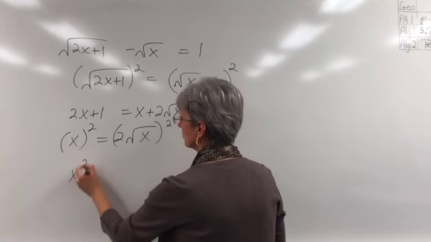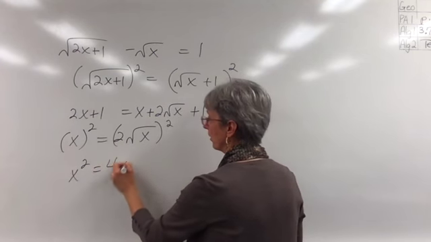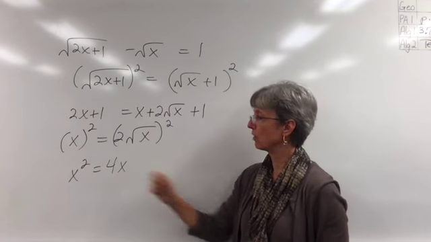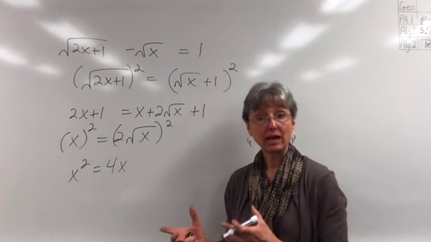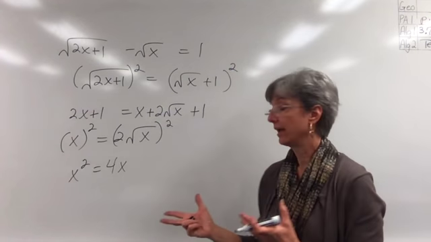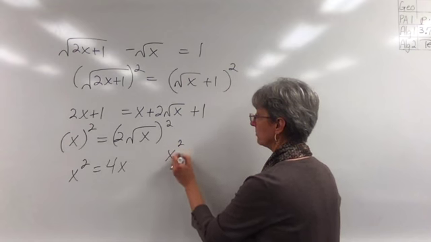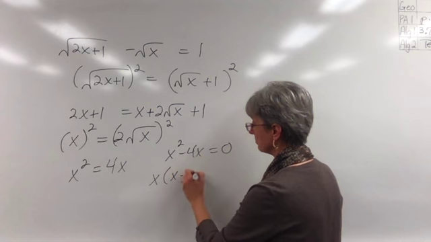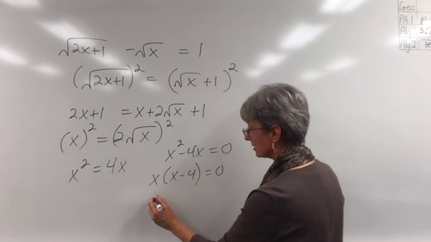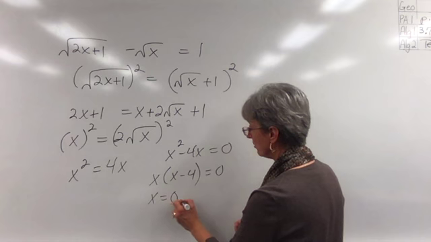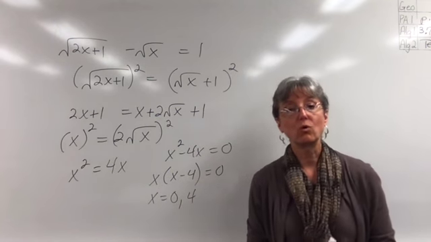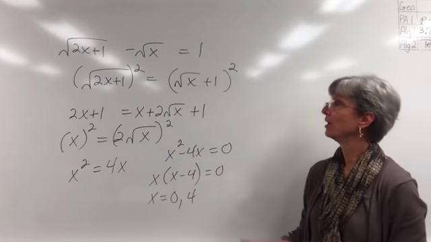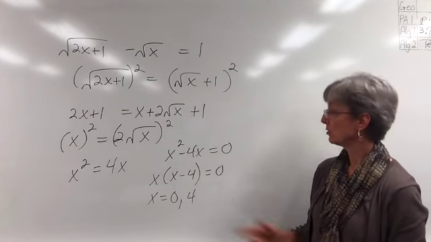This becomes x squared, and this becomes 4x. 2 square root of x times 2 square root of x is 4x. So now I set that equal to 0. And I solve. This is x squared minus 4x equals 0. So factor out the x, and it's x times x minus 4. And so my solutions are x equals 0 and x equals 4. And guess what I better do? I better check those one at a time. Check 0 and check 4.